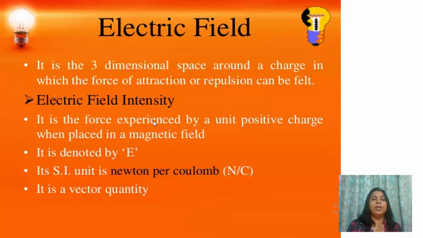Now, electric field intensity. It is the force experienced by a unit positive charge when placed in an electric field. It is denoted by capital E and its SI unit is newton per coulomb, and it is a vector quantity because it has magnitude as well as direction.